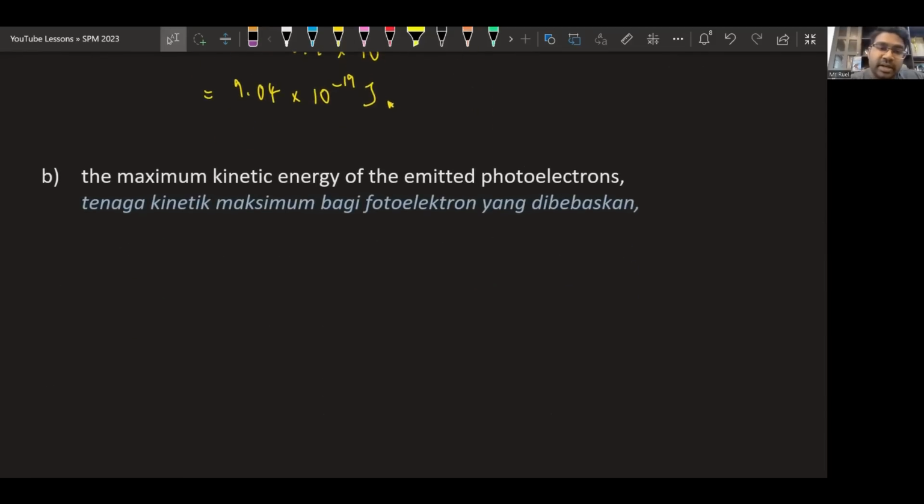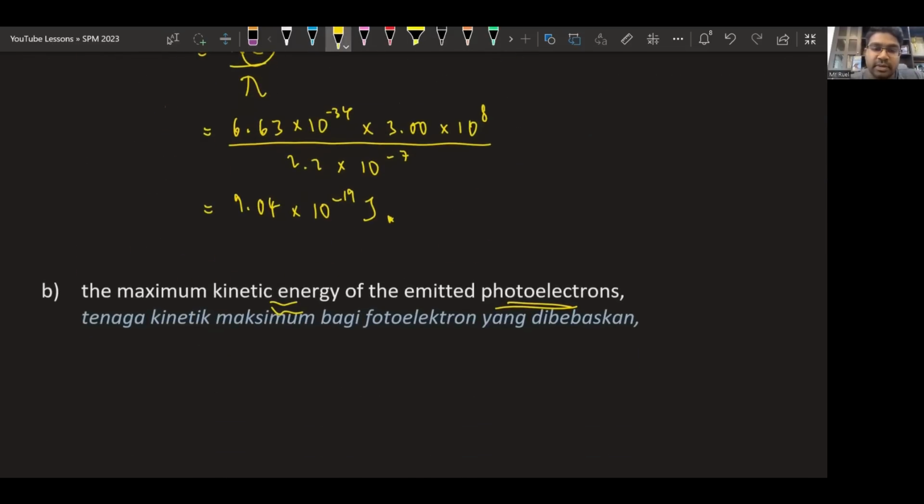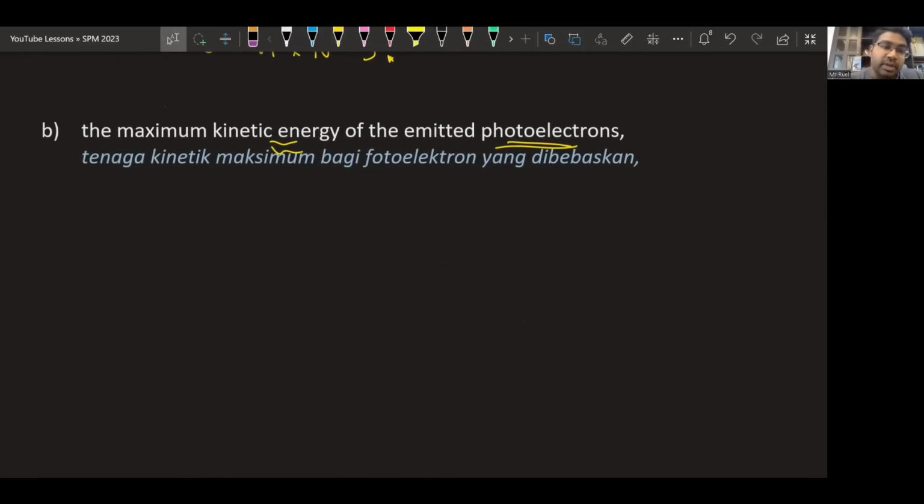What is the maximum kinetic energy of the emitted photoelectrons? Once this light hits the surface of the metal, what is the maximum kinetic energy of the photoelectrons? Now we can use Einstein's photoelectric theory formula. Energy of photon is equal to the work function plus maximum kinetic energy, KE max. This is the energy of photon. Now we can use the values that we found earlier. We want to find KE max, so let's make this the subject.